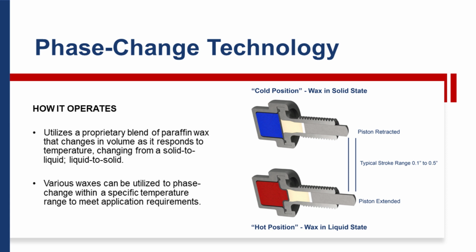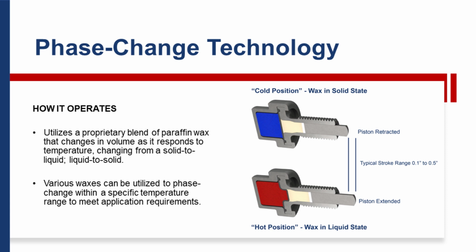So now you see what the external of the actuator looks like. Here's how they actually operate. This is a phase change technology. It utilizes a proprietary blend of paraffin wax that changes in volume as it responds to temperature, changing from a solid to a liquid and then back from a liquid to a solid.